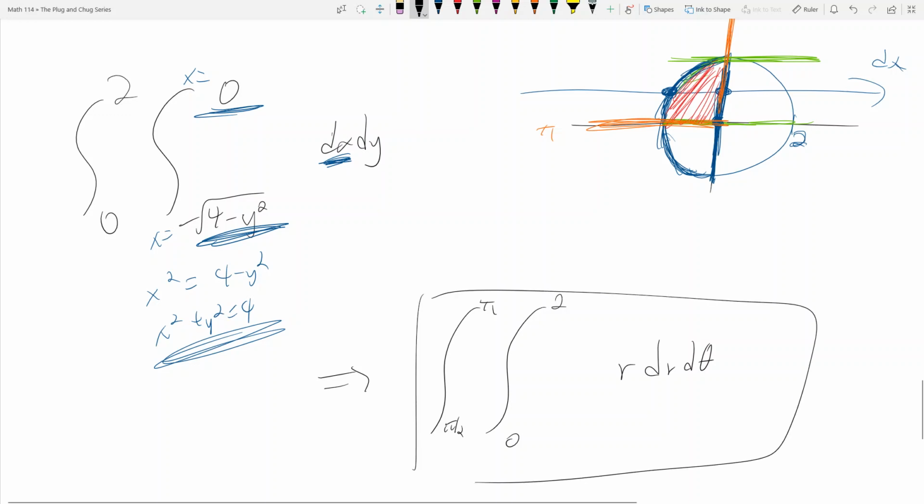And of course, if you had some function in here that had x's and y's in it, you have to make your substitution: x equals r cosine theta and y equals r sine theta. But the bounds are going to be more important. The bounds are what you're going to need to be used to finding in these problems.